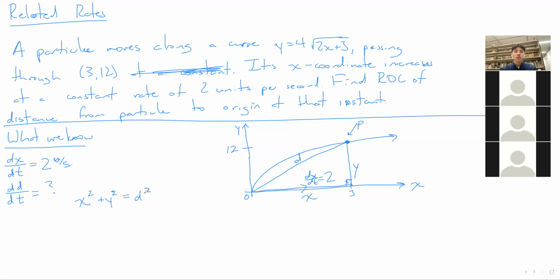Because we don't have any rates yet, but we know a rate that is going to come from here, right? And a rate we'd like to know about comes from here, after we differentiate both sides of this equation with respect to time.